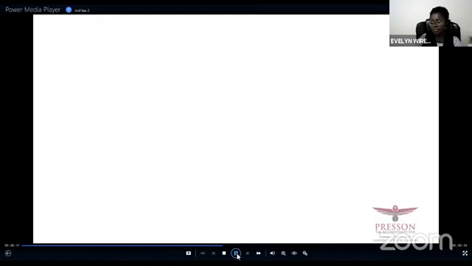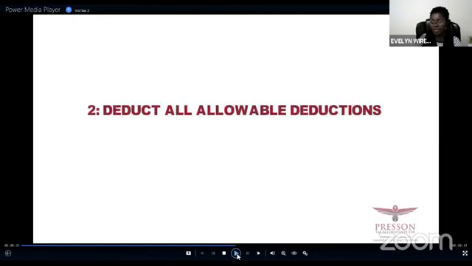And then the next step is what? I deduct all allowable deductions. So this is an introductory, but with time we'll go through all the allowable deductions. So that will be the next step I'll do.